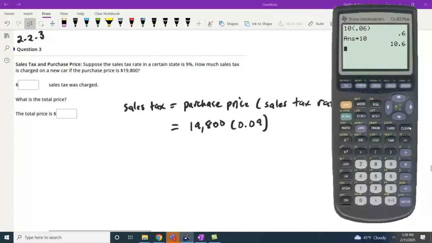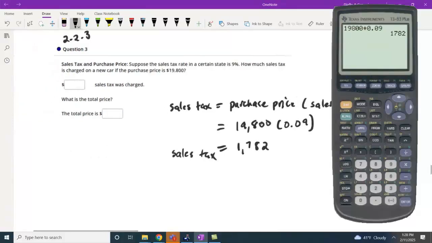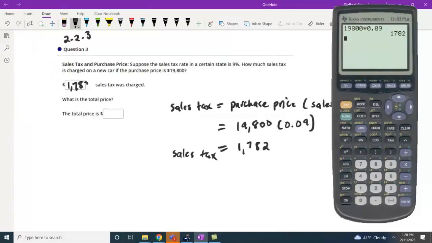So now we're just going to multiply the two together. So 19,800 times 0.09. So the sales tax amount is $1,782. So that would be the first part, 1782. And then the next part wants to know what's the total price.